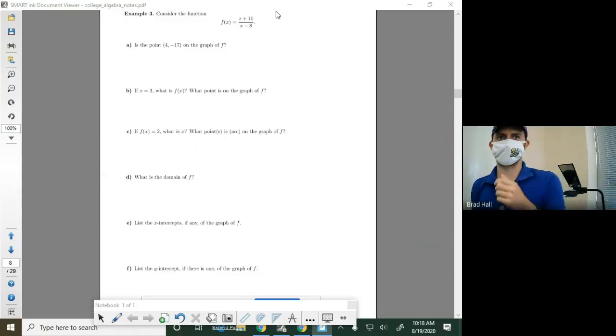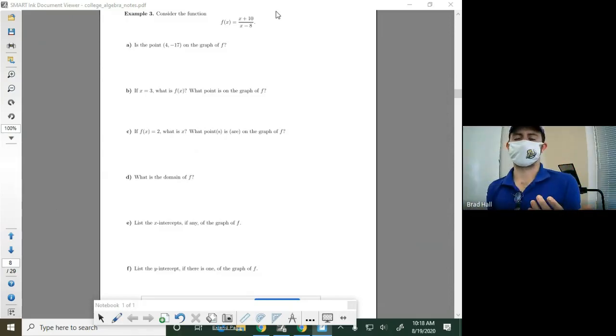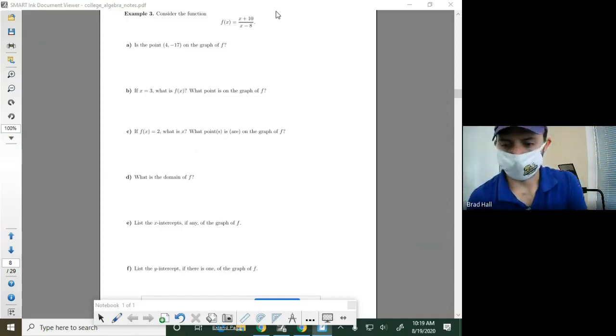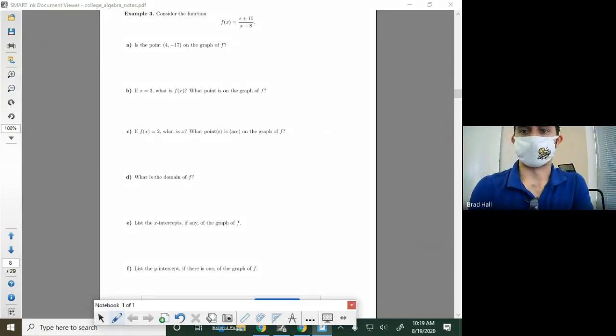In essence, what this example does is it starts to tie in how the algebra corresponds to the graph of the function, because every function has a corresponding graph. So it's just asking how do the various algebraic things and the graph correlate? What are some of those connections there? So the first part, part A, is the point (4, -17) on the graph?